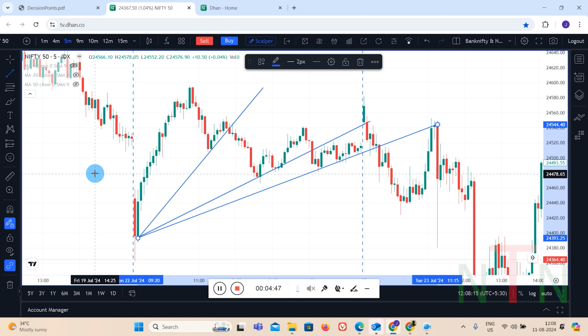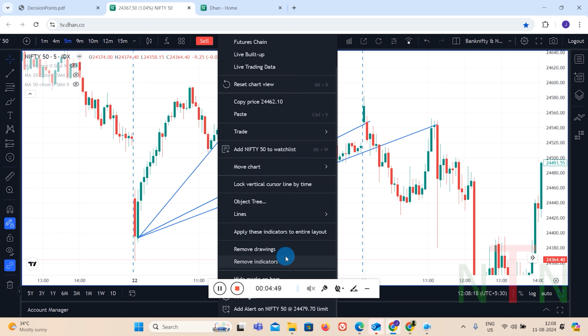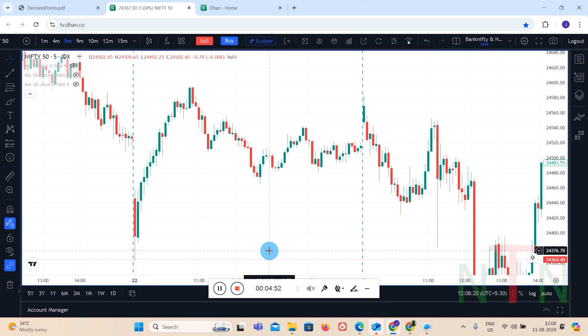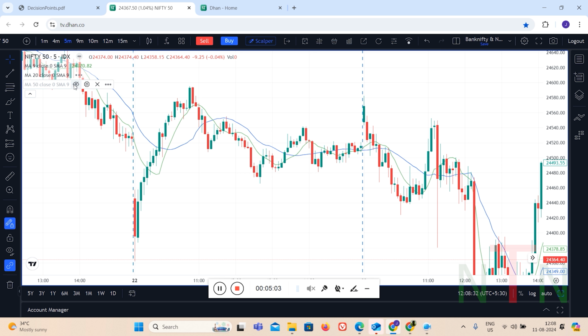Second, I'll just remove all these drawings. The second, they said, is that some will trade based on the trend lines, and some intraday traders will use moving averages. I'm just opening all the moving averages. I have three moving averages.